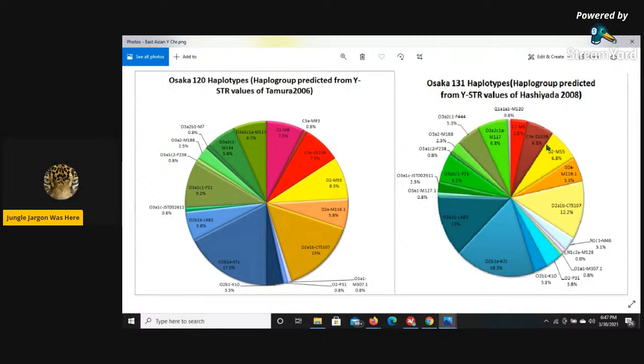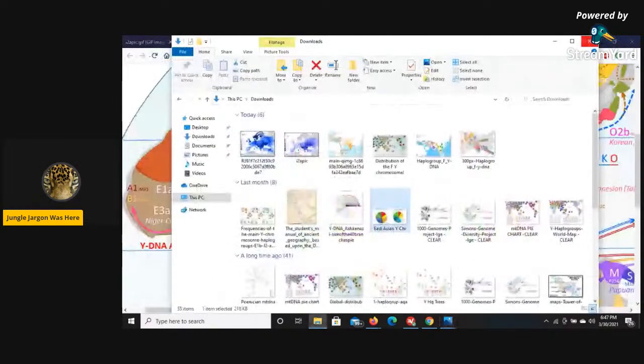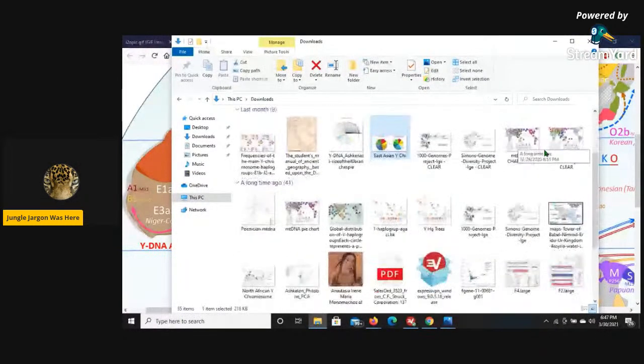Okay. Now this one we have DY chromosome about a quarter. We have N, rest is O, and some C. Let me see if there's no other chart. I guess there's no other chart. I can't find any other chart right now.